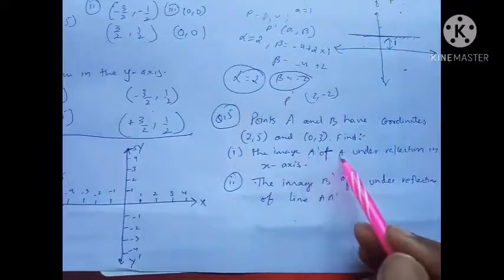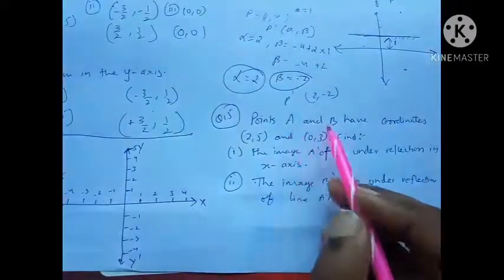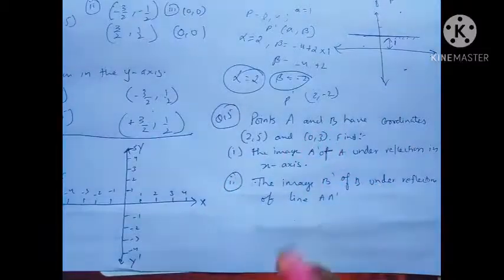A dash is the image of A under the reflection in the x-axis. First I'm going to plot the points A and B on the graph. You don't have to make the graph, but I'm just helping you. You can make the graph and then solve it, and it's going to be simpler for you. But every time you don't have to. If you're very good, a pro, then you don't have to make a graph. You just do it in your head and write the answers.